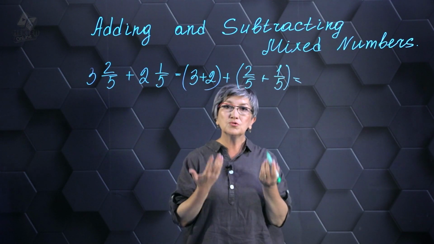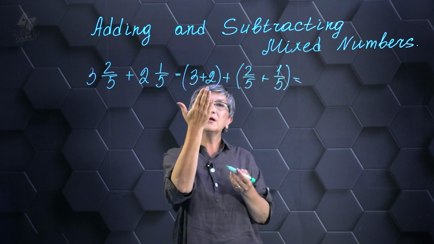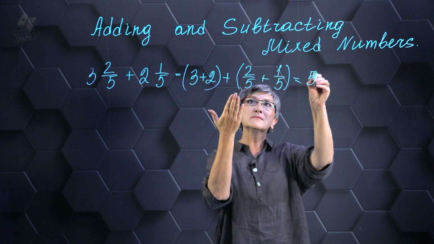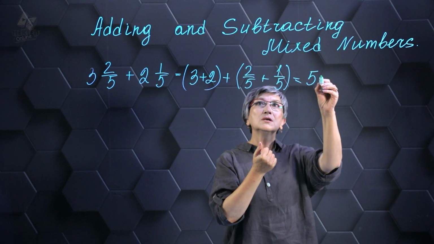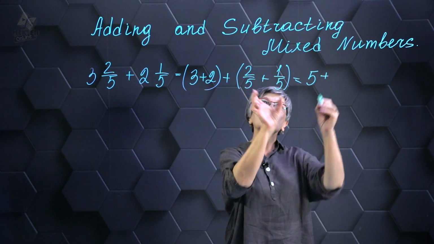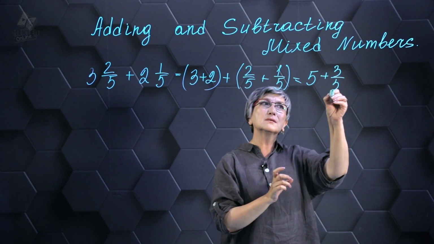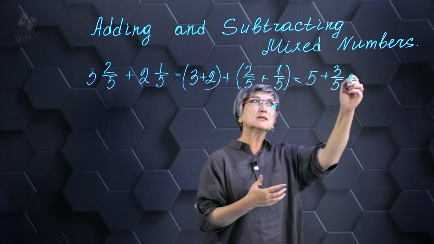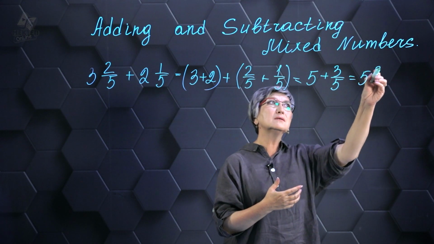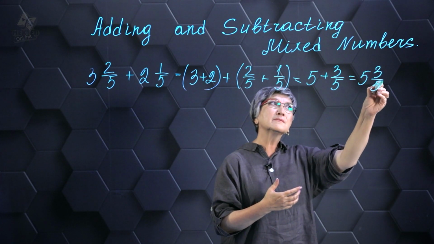So what is the final result? When I add 2 to 3, the sum is 5. And I add 1/5 to 2/5, and I end up with the same denominator. I end up with 3/5. Now, let us add the 3/5 to the 5. The result will be 5 and 3/5.